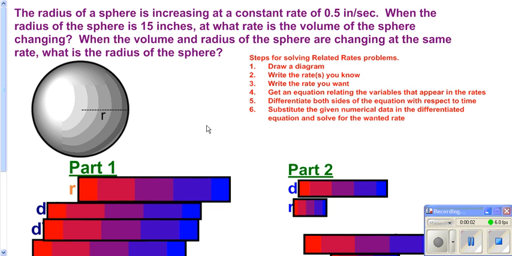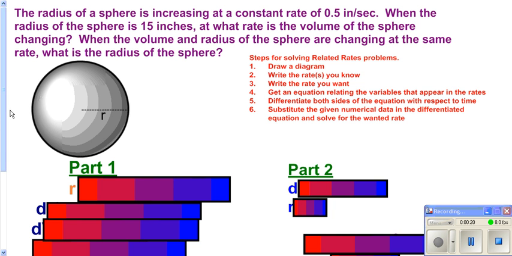This is a two-part question. So for the first part, we have our radius being 15 inches, and we want to know what the volume is changing by, that rate. We know the radius is changing at a constant rate.